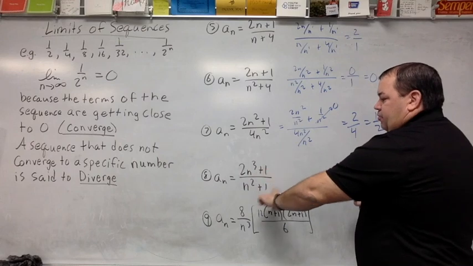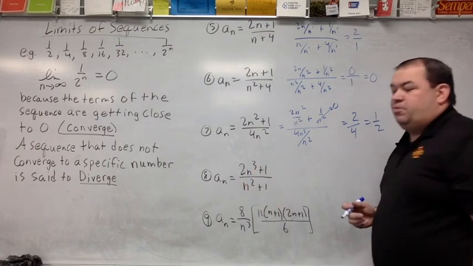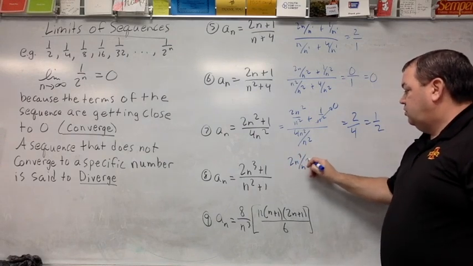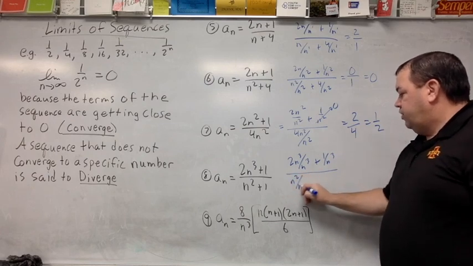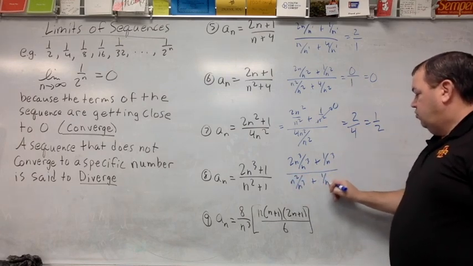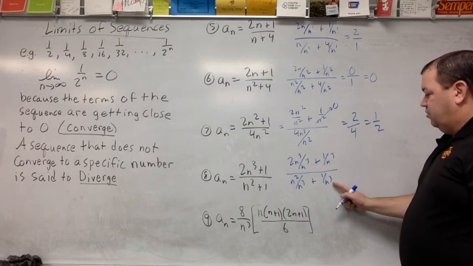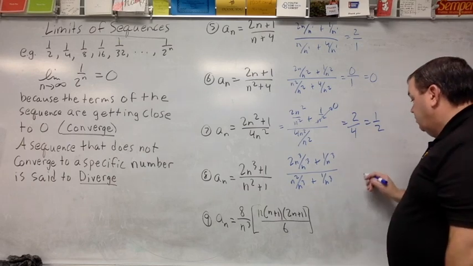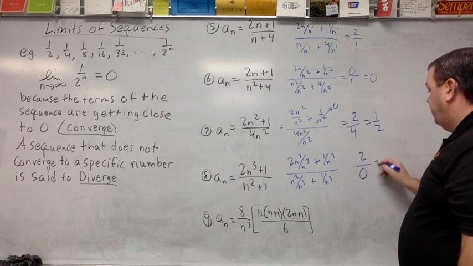Let's take a look at what happens when the top has a bigger power. So here I'm going to divide by n cubed. 2n cubed over n cubed, 1 over n cubed, n squared over n cubed, 1 over n cubed. And again, anything that's going to end up with some power of n on the bottom is going to go to 0. Anything I can simplify, I simplify.